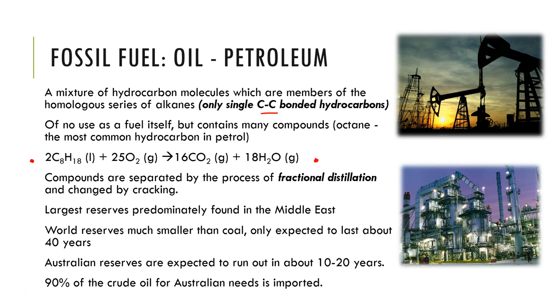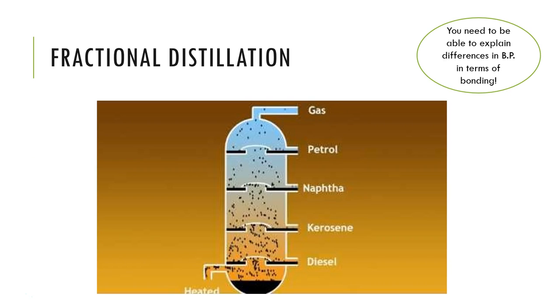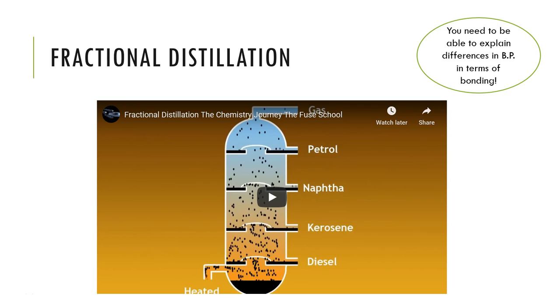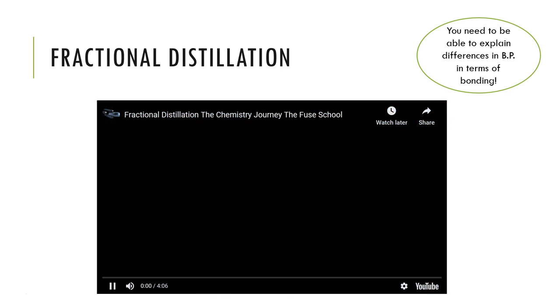So these tend to get further and further out, with the less that we use in society being replaced by other forms of energy. About 90% of the crude oil for Australian needs is imported. We do have some significant natural gas reserves, but we do import the majority of our oil for petroleum products. This video here will quickly go through fractional distillation over about 4 minutes, and we'll just let it run and have a listen.